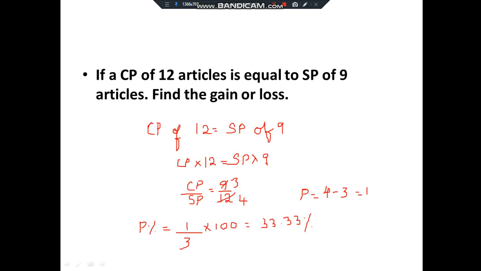Okay, we'll start with first problem. If a cost price of 12 articles is equal to selling price of 9 articles, find gain or loss percentage. So this is the concept we'll see throughout. That is, cost price of certain articles is equal to selling price of certain articles. Now we have to find profit percentage or loss percentage. From the question itself, we'll get to know whether it is profit or loss.